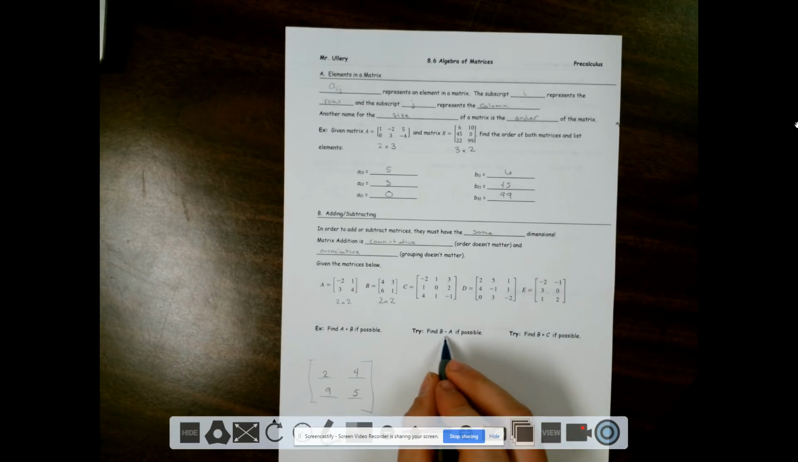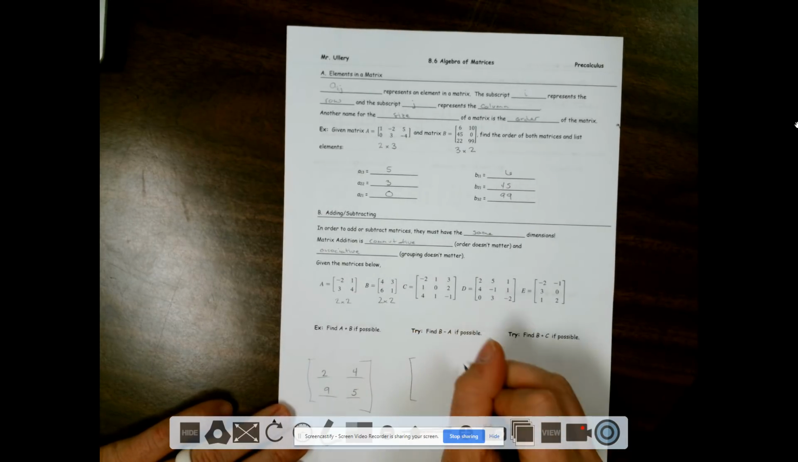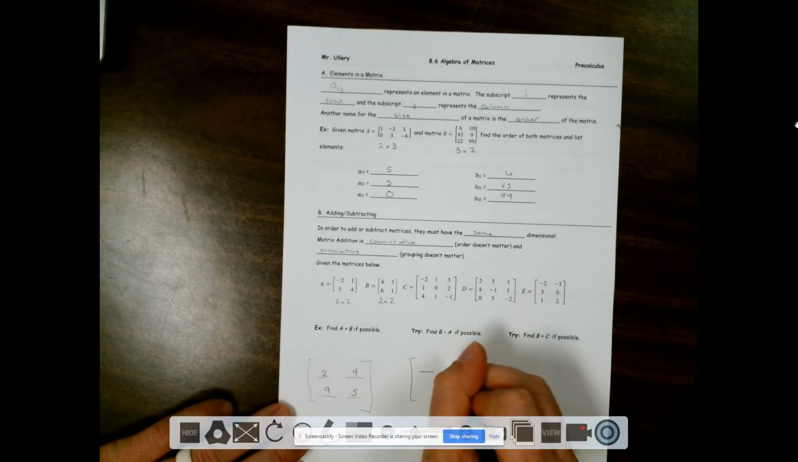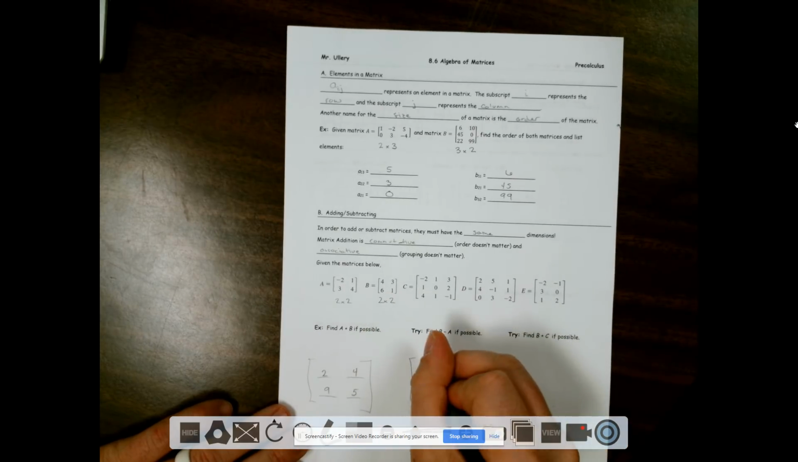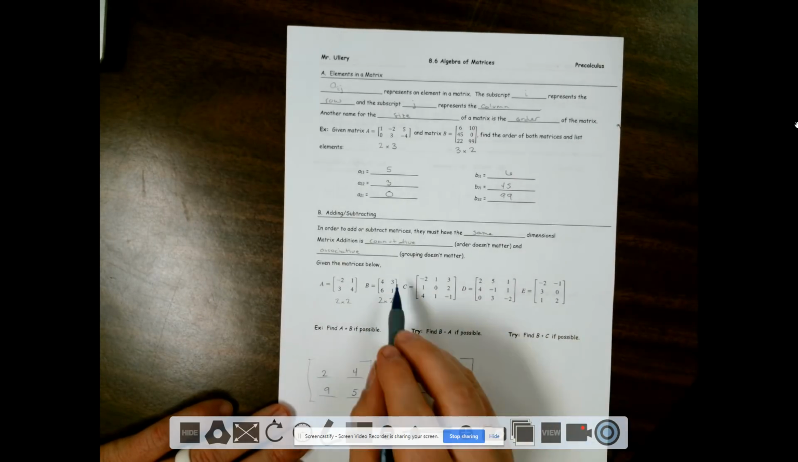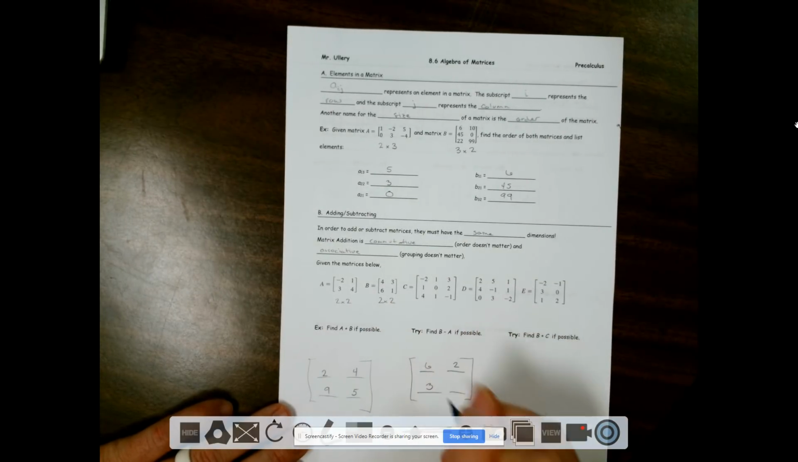Doing B minus A, very similar, the same matrices, same dimensions, so I know it's possible. B minus A is going to yield a 2 by 2 matrix. 4 minus negative 2 is 6. 3 minus 1 is 2. 6 minus 3 is 3. 1 minus 4 is negative 3.